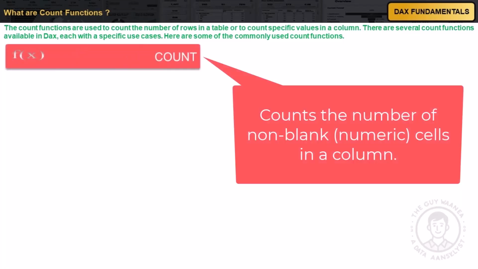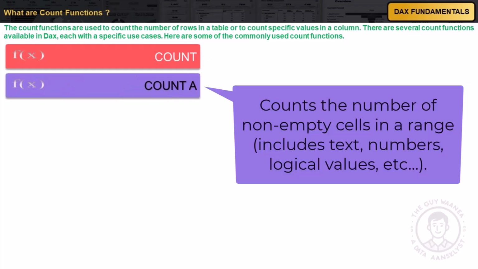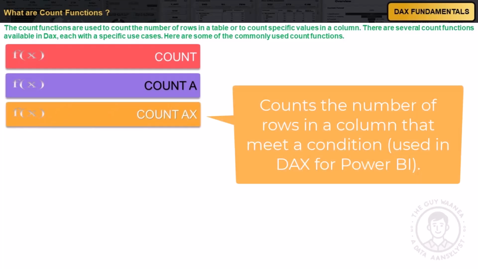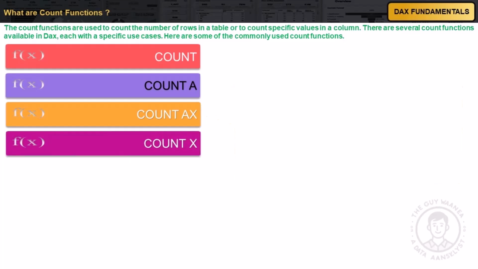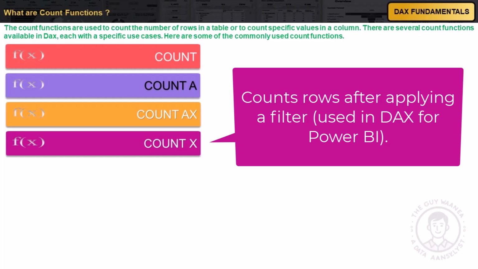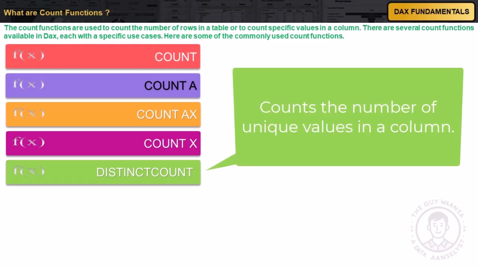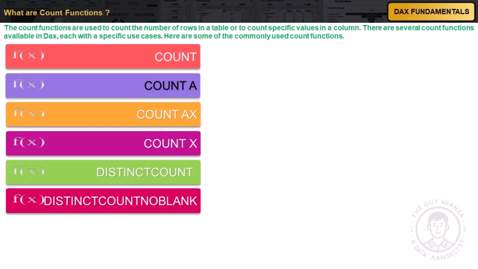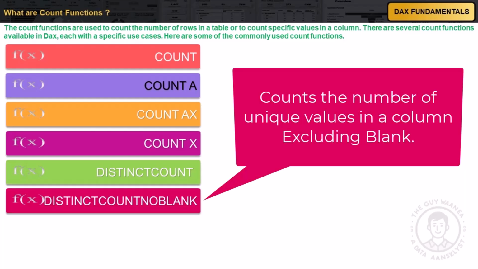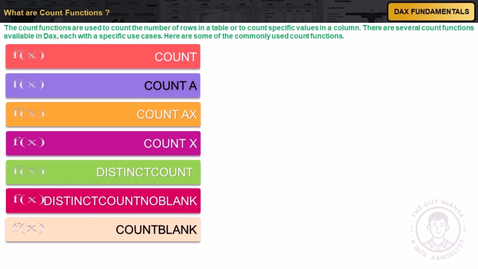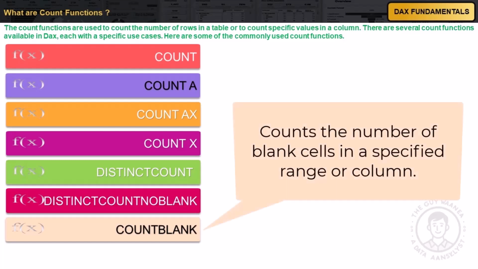Count counts the number of non-blank, numeric cells in a column. CountA counts the number of non-empty cells in a range, including text, numbers, logical values, etc. CountAx counts the number of rows in a column that meet a condition, used in DAX for Power BI. CountX counts rows after applying a filter, used in DAX for Power BI. Distinct count counts the number of unique values in a column. Distinct count and blank counts the number of unique values in a column excluding blank. Count blank counts the number of blank cells in a specified range or column.